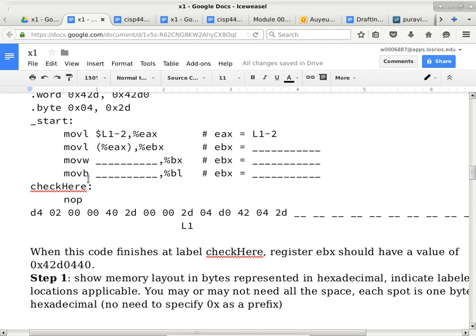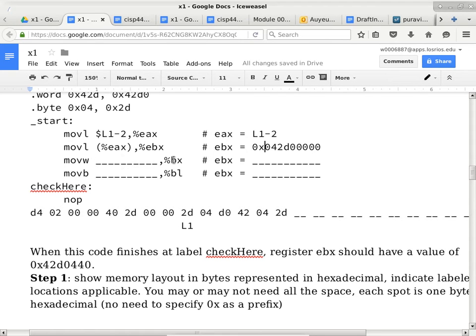The second instruction would use EAX as an address and say copy those 4 bytes starting at the address specified by EAX into EBX. EAX has an address of L1 minus 2, which is this byte, so it's going to copy these 4 bytes into EBX. But because of little endian, when we spell out the bytes, it's going to be 04, 2D, 0000. Don't forget the prefix of the 0x.